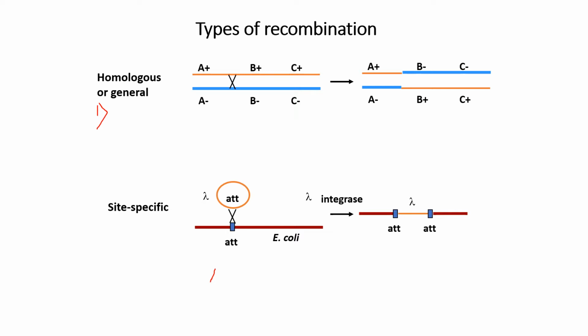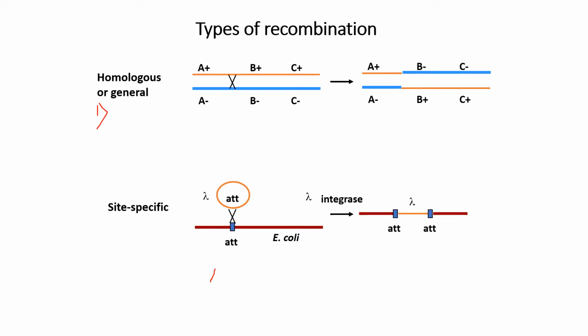Second way is transduction, so that can be generalized transduction. Then third one is conjugation. During conjugation also, the DNA from one bacterial strain enters into the other bacterial strain, isn't it? And being homologous in nature, that leads to homologous recombination.